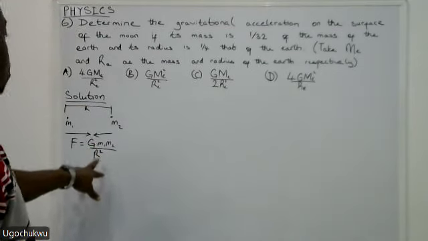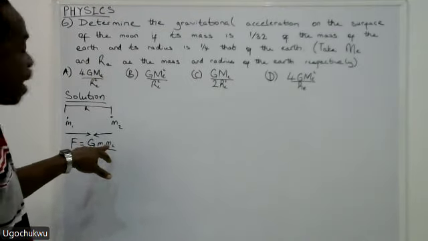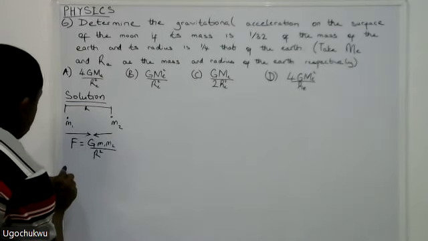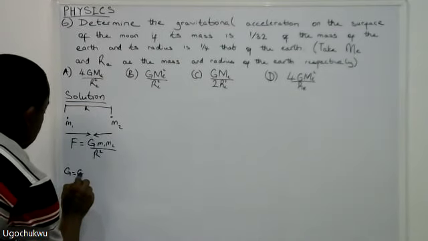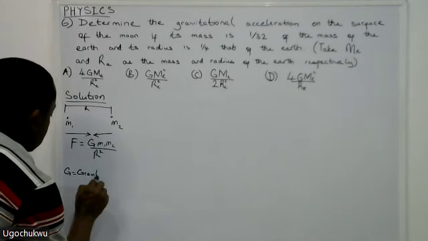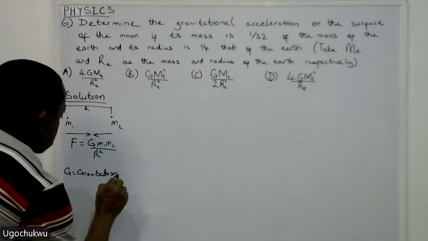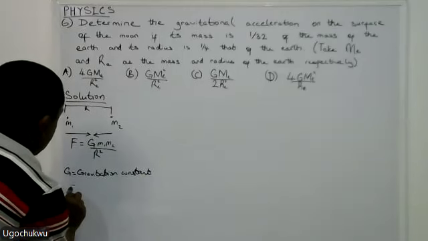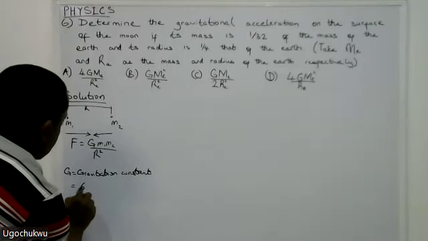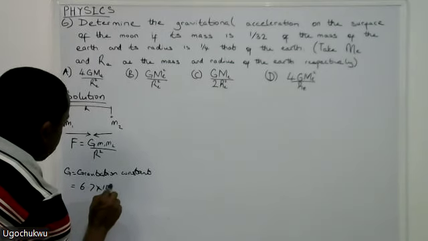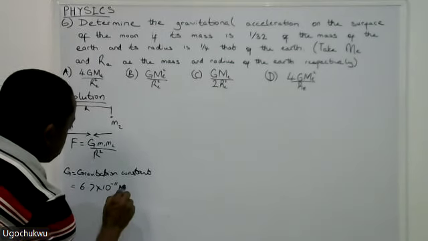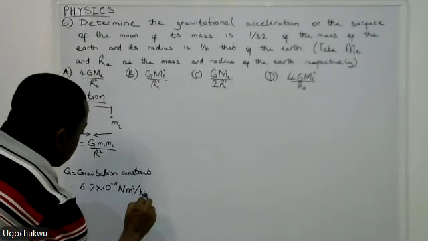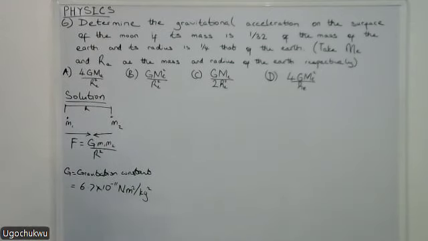Now, in this formula, the masses are in kilograms and the distance is in meters. And this G, the gravitation constant, has been found from experiments to be 6.7 times 10 raised to the power minus 11 Newton meter squared per kilogram squared.